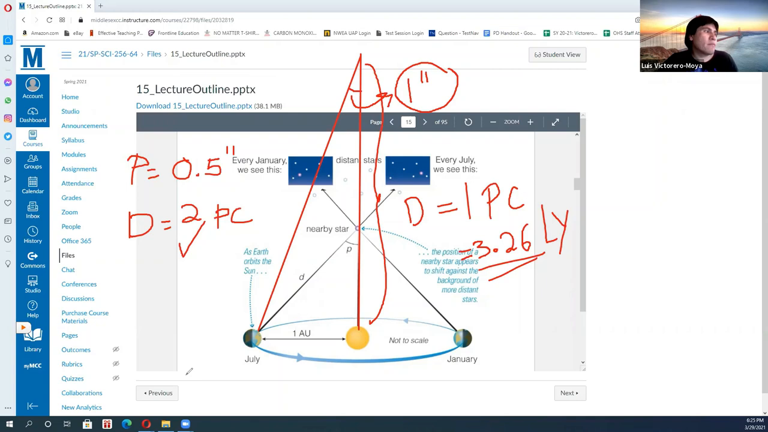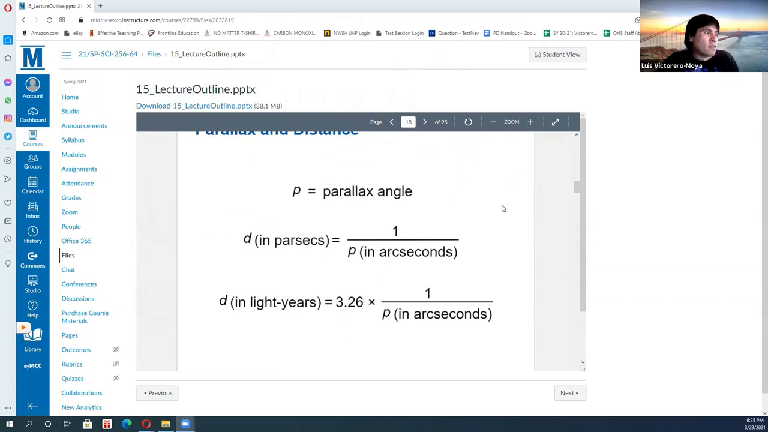Now, that's where we're going to start using parsecs a lot, right? How do you go to light years? The distance in light years will be 2 times this, approximately 6.52 light years. Okay, it's all here. All right.